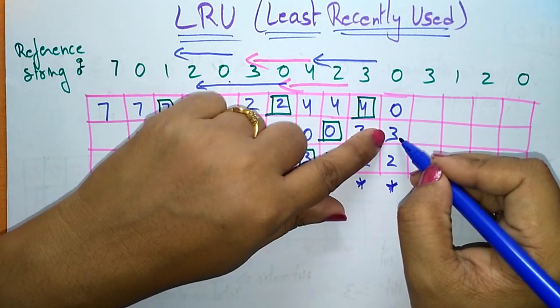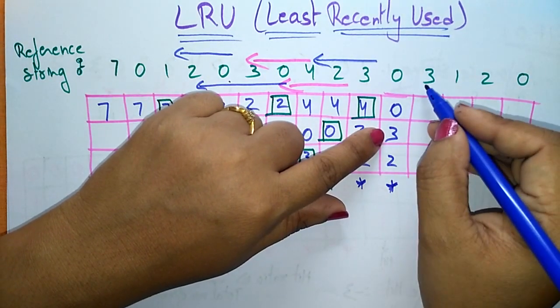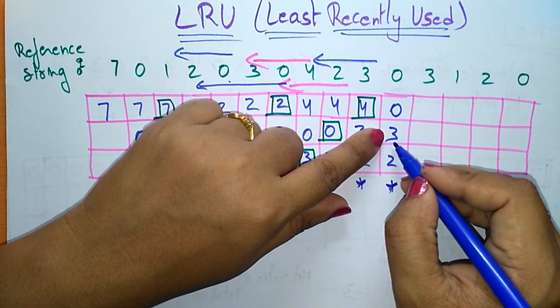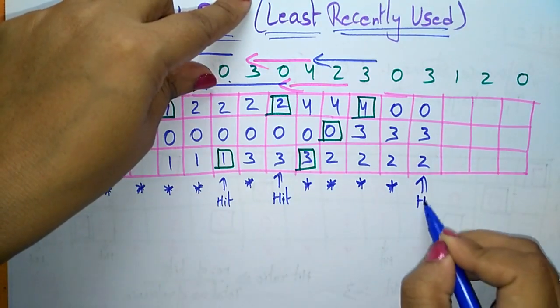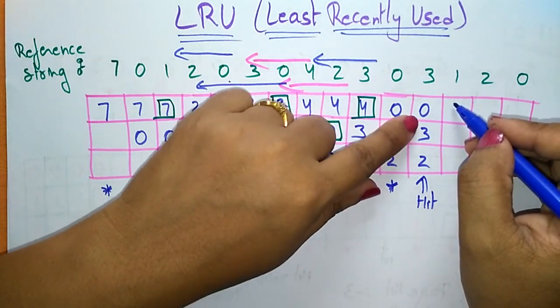Now the page 3 is demanded. 3 is already present in the RAM. So write it as it is. So this is a hit.